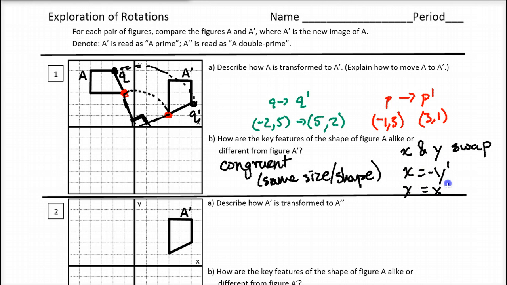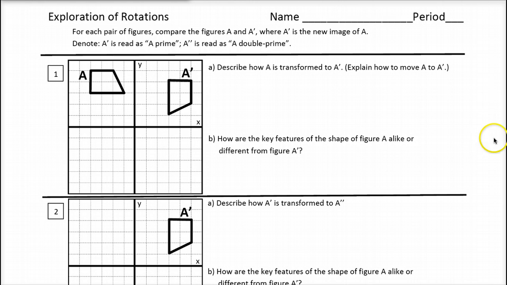Now let's put these like primes. There we go. So the original x turns into a negative y prime, or vice versa. You could have said negative x equals positive y prime, but one of those needs to be negative. The original y becomes x prime. But what's happening there? X and y swap, and now both are positive. That's the general idea. Okay, so that's pretty much what's happening there. And we said it's a 90-degree clockwise turn. Let's see what's happening in the next one. We can go a little bit faster for this one.